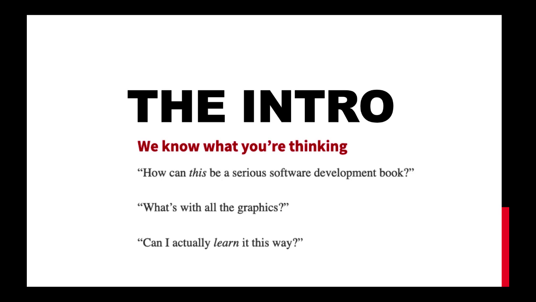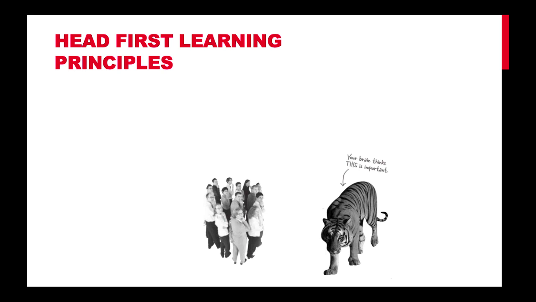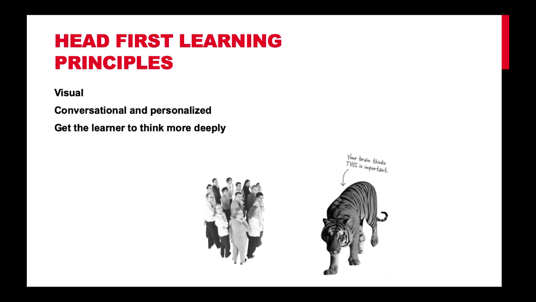Real quick before we jump into the book, we want to go over a little bit about the book because it's formatted in a little different way. It's made for professionals and it's meant to be very engaging. So a few things: there's lots of images, it's very visual. You'll notice this, there's like a tagger. Your brain will think that's important even though it's the random tagger on page VIII of the book. It's very conversational and personalized. It's meant to get you to think more deeply, right?